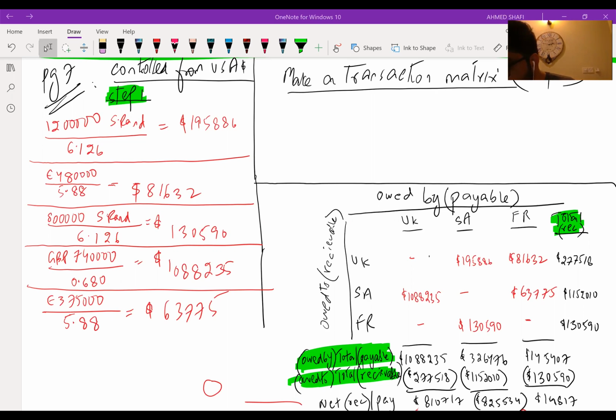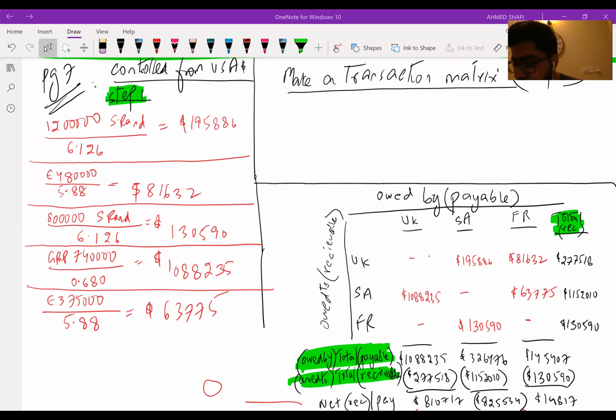P is the parent company of a group that contains 3 subsidiaries: Q based in Europe, R based in USA, and S based in Canada. The following cash flows are due in 2 months' time. Owed by, owed to: Canadian dollar 3 million, Canadian dollar 5 million, owed by, owed to, that's receivable, payable, same thing, Canadian dollar 7 million, then 2 million, then US dollar 6 million, then Euro 12 million, then Canadian dollar 5 million.